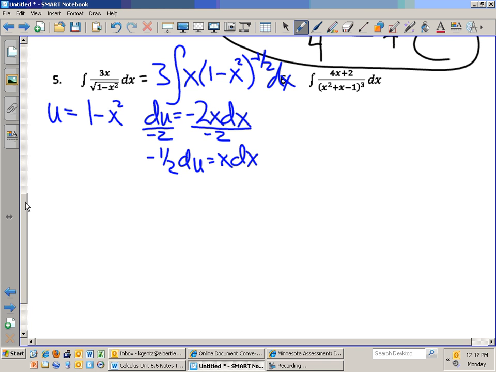So I'm going to write my new integral, and I'm going to have the 3 out front, and I'm going to take this negative 1/2 from the du, and I'm going to move that out front as well. And now I simply have u to the negative 1/2 power du. Again, all of the pieces are accounted for. What is the antiderivative of u to the negative 1/2? 2u to the 1/2. Very good, plus c.